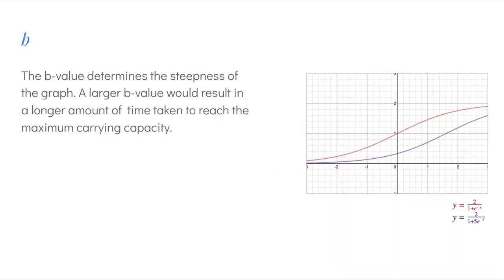The B value determines the steepness of the graph. A larger B value would result in a longer amount of time taken to reach the carrying capacity. As shown on the right, a graph with a B value of 5 will have a significantly lower growth rate than the one with a B value of 1.